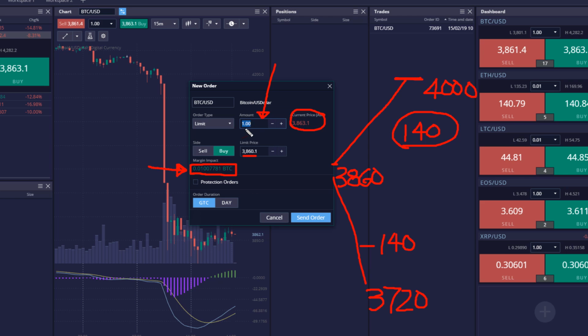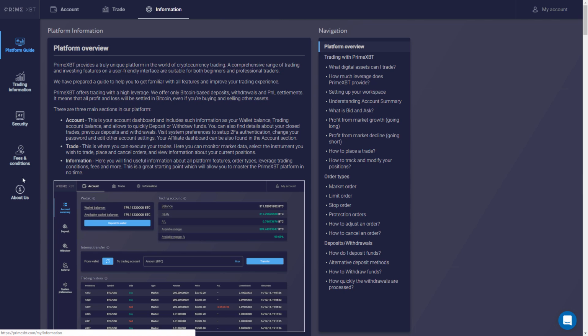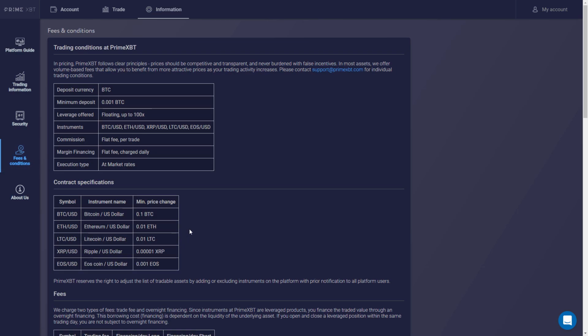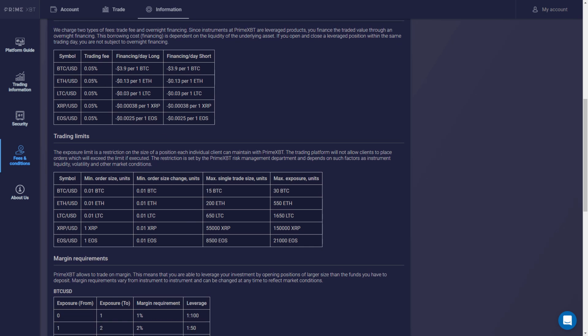We can actually drop this down to be significantly less than that. However, the ratio of 100 to 1 will still remain. Now, don't forget, just like any other futures broker or a true futures interface, we can go short just as easily as we can go long. And you saw in those terms and conditions, if we go back to this information and go down to fees and conditions, we saw that it didn't cost any more to go short versus going long.